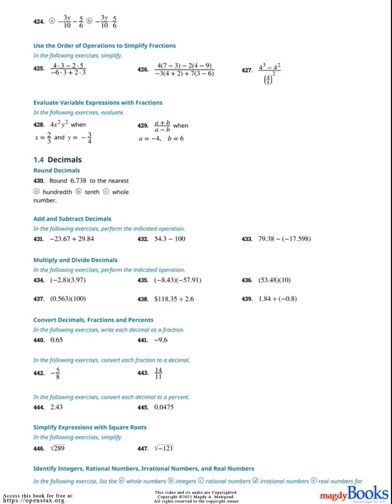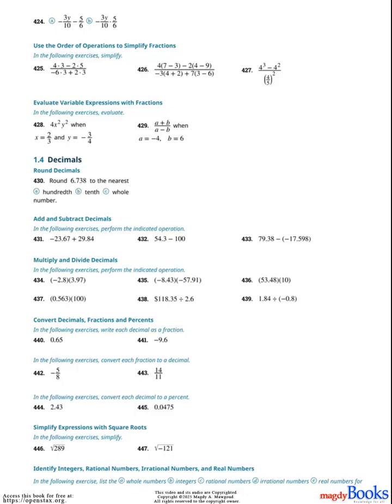1.4.2. Add and subtract decimals. In the following exercises, perform the indicated operation. 431. −23.67 plus 29.84. 432. 54.3 minus 100. 433. 79.38 minus (−17.598).